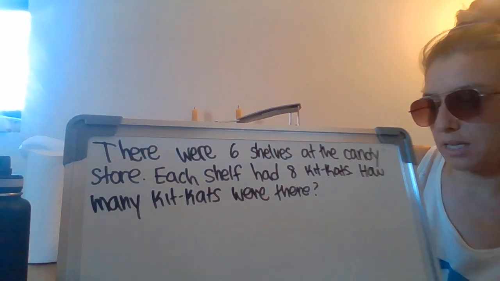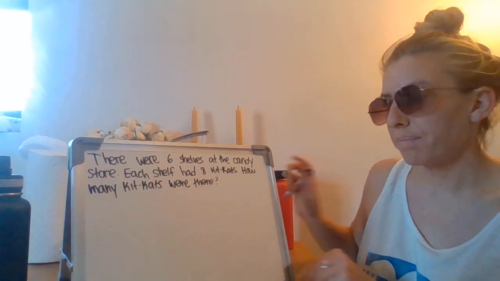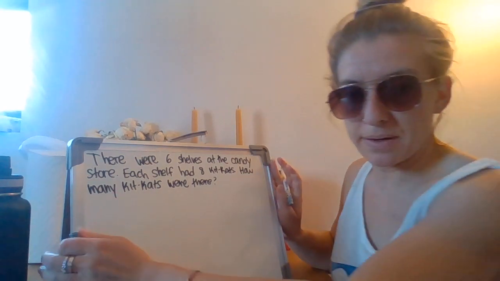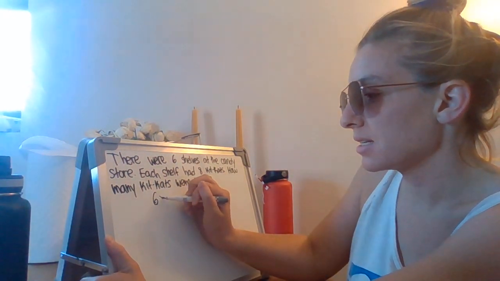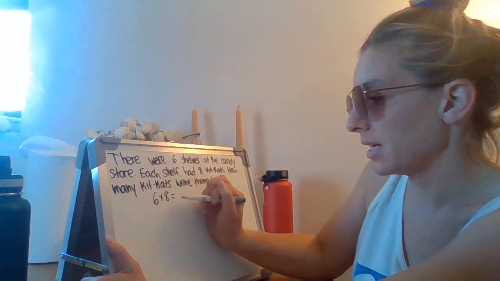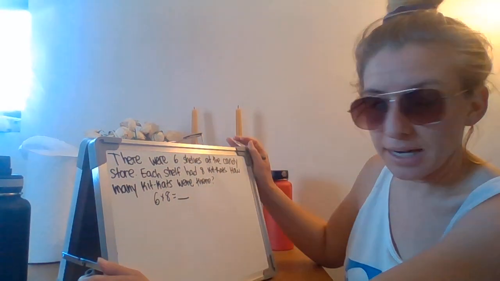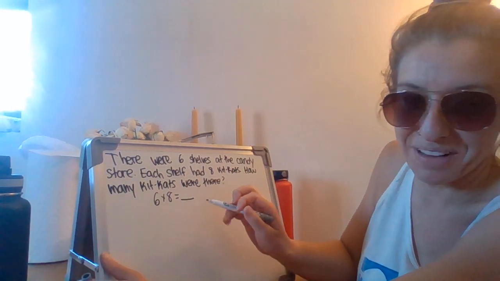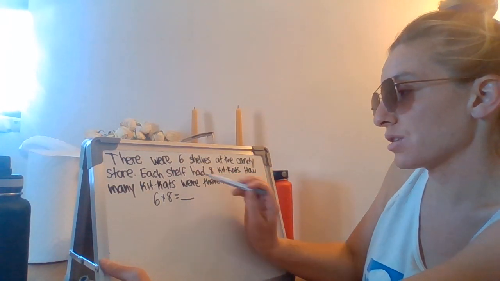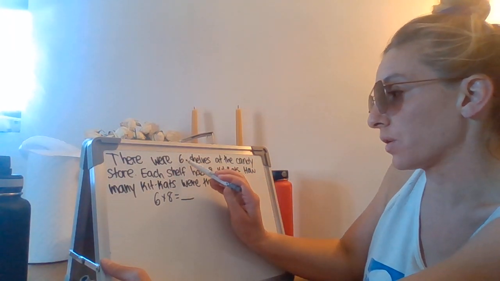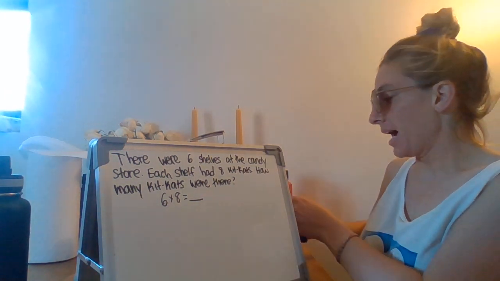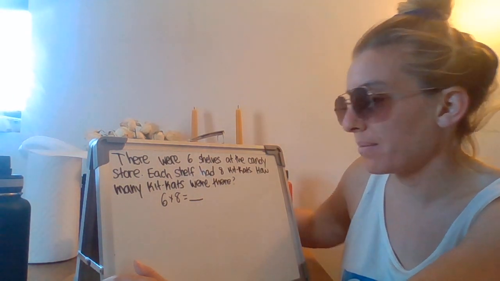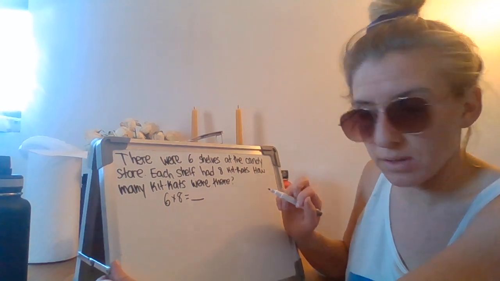All right, let's jump in and see how we can solve this problem. So I'm going to start by doing exactly what I told you to do. I'm writing a number sentence, which is 6 times 8 equals blank. And I know that's true because these are the 2 different parts. I have 6 groups of 8 Kit Kats. And I need to figure out how many Kit Kats there were altogether.